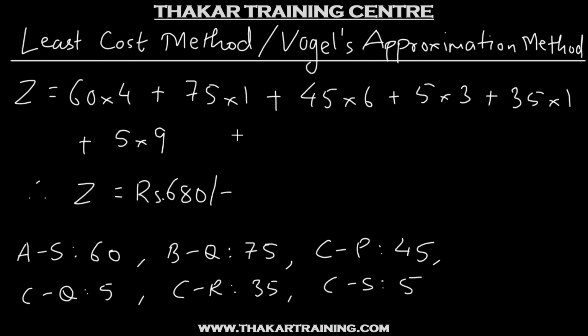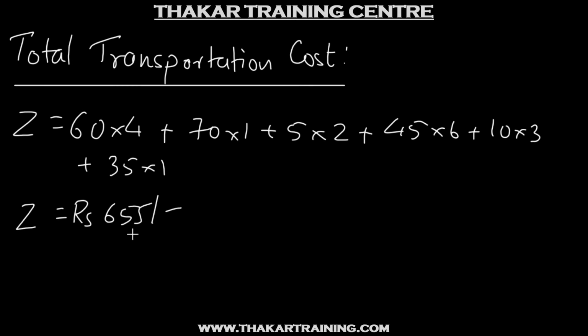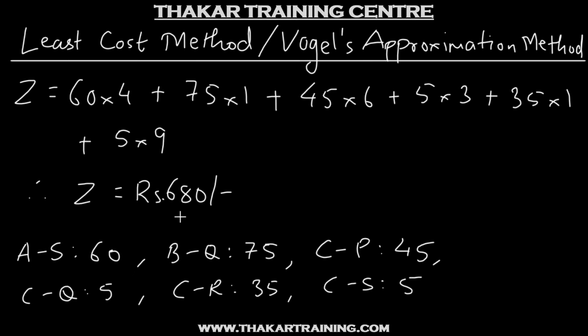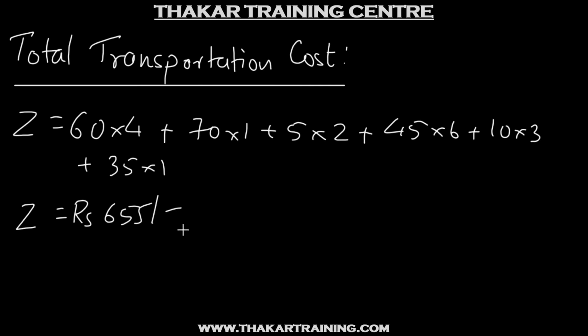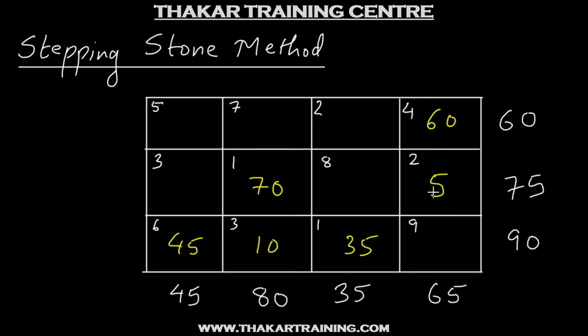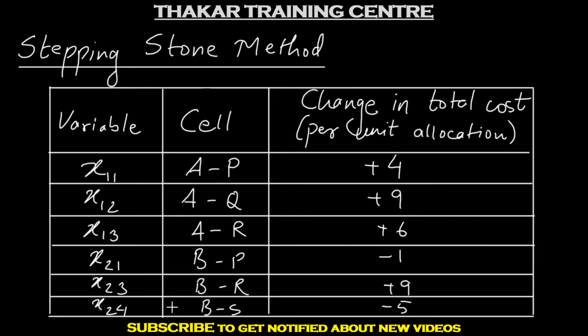And for the solution with which we started, that is the solution which was obtained using the least cost method or the Vogel's approximation method, the total transportation cost was rupees 680. So we see that the total transportation cost has come down as expected. And if we see, the difference is 680 minus 655, which is rupees 25, which can be understood as follows. So we added 5 units to this cell. And for every unit added to that cell, the total transportation cost should have come down by 5 rupees. So the total transportation cost came down by 5 into 5, that is 25 rupees.